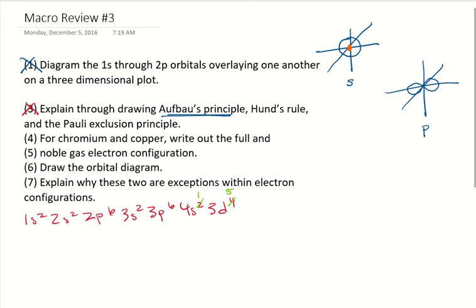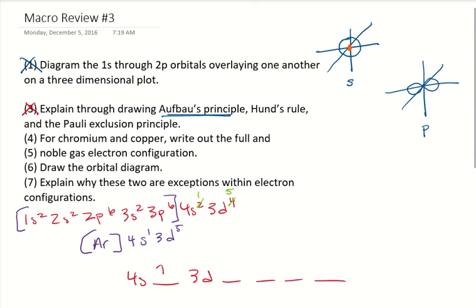So if I'm going to do number 5, that means I'm going to take my 1s2 through 3p6. I'm going to replace that with the noble gas, argon, and then write the rest of my electron configuration, 4s1, 3d5. If I draw the orbital diagram, 4s, spin up, 3d5, spin up, spin up, spin up, spin up, spin up. There's your orbital diagram.